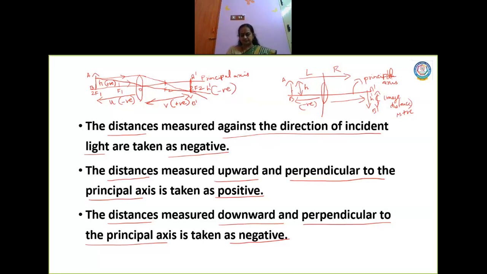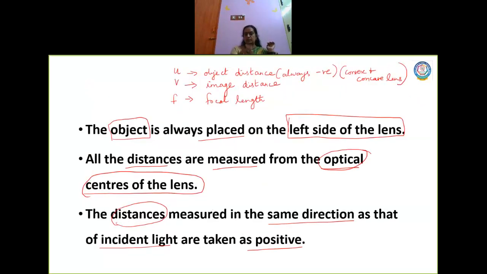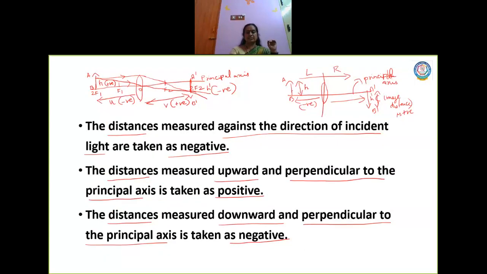Do it for the other image formations. I explained for one image. Take the image formation of convex and concave lenses. Find out what is u, what is v, what is h, and what is h dash. U is object distance, v is image distance, h dash is height of the image, and h is height of the object. So you take the other ray diagrams and measure u, v, h, h dash according to this Cartesian sign convention.